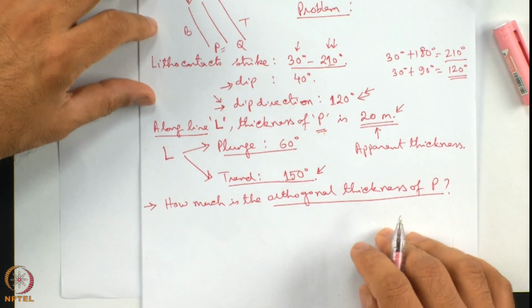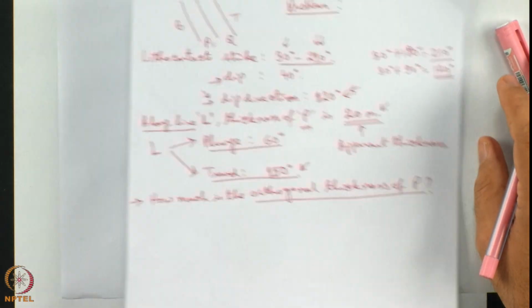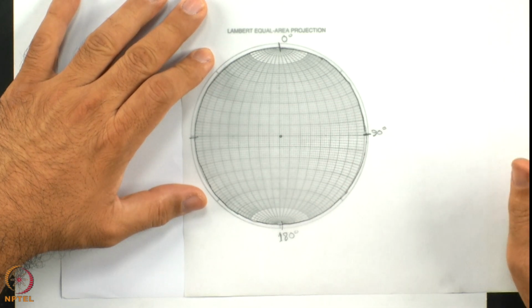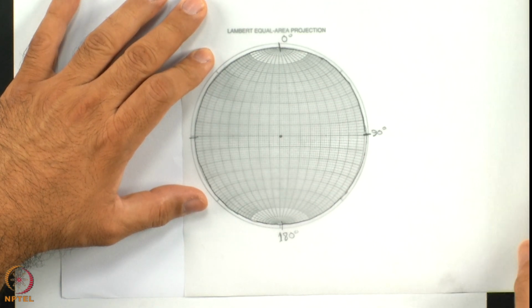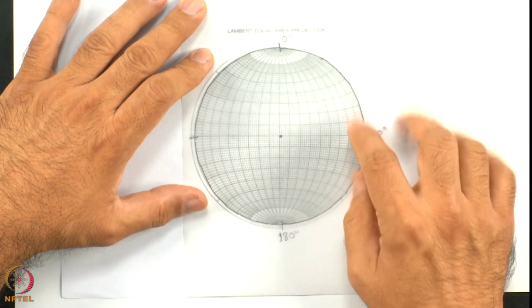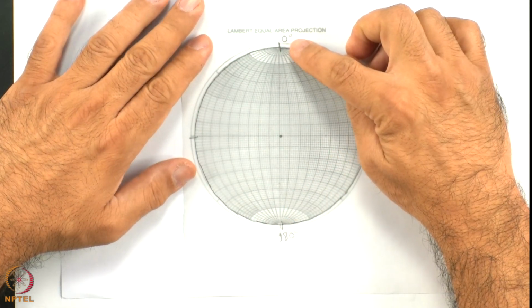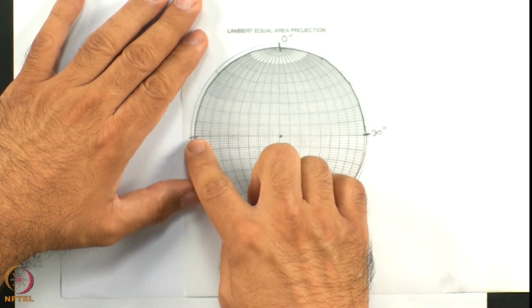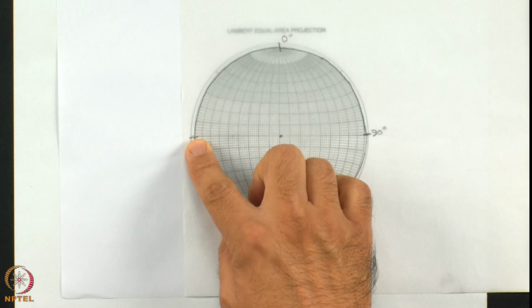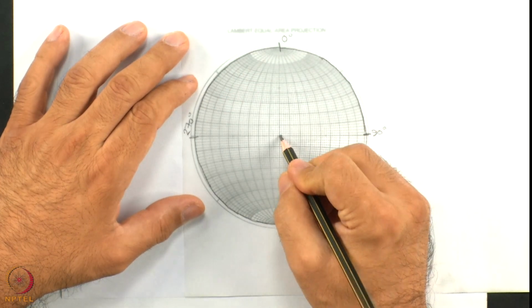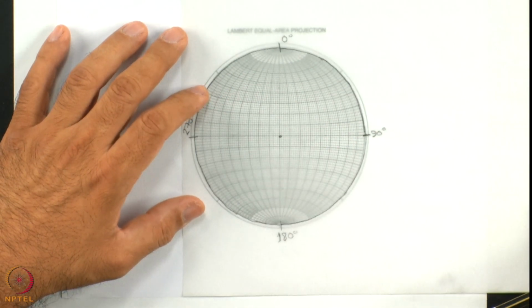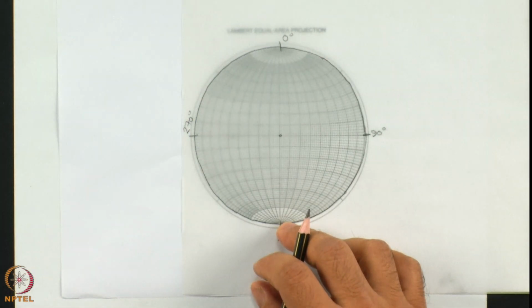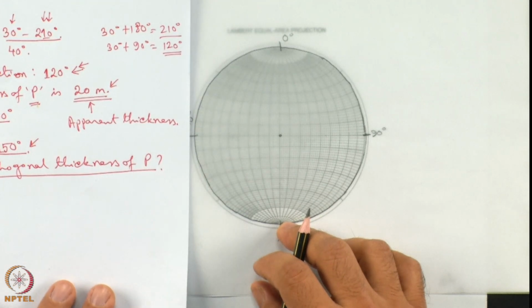We will approach this problem using a Stereonet. So, I have taken a Lambert equal area projection, I have taken a tracing sheet and I have drawn the peripheral circle. I have marked the north, which is 0 degree, south which is 180 degree, east which is 90 degree and west which is 270 degree. I have also marked the center. So, our first job will be to plot the lithological contact from the strike and dip direction data.